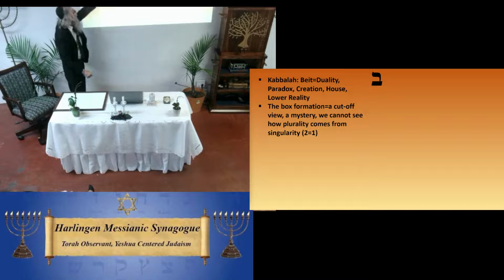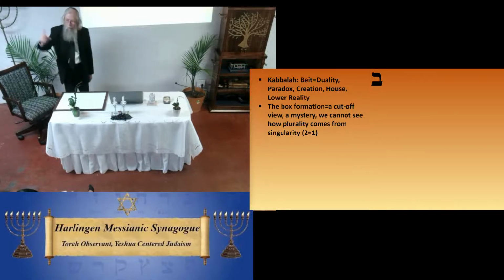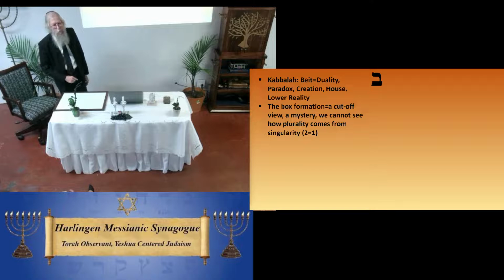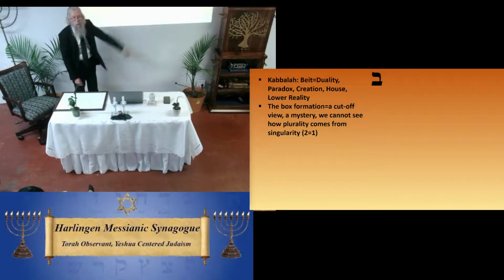You do not see how 2 comes from 1. How can 1 equal 2? But out of singularity comes plurality, because you have to have the singularity before you have the plurality. You must have 1 before you have 2. How does that work? Well, it's all in a box. And you can't see through the box. You can only see this here.